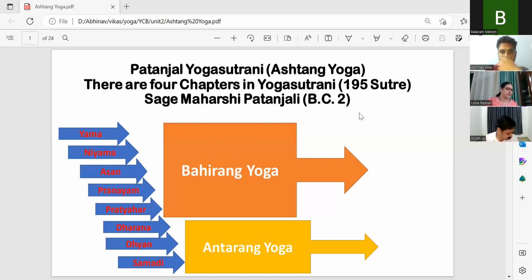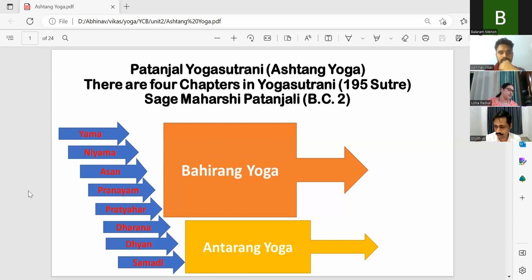If you see the Patanjali Yoga Sutras, there are 4 chapters, 195 sutras: Samadhi Pada, Sadhana Pada, Vibhuti Pada, and Kaivalya Pada, with 51, 55, 55, and 34 sutras. What are the 8 limbs of Ashtanga Yoga? Yama, Niyama, Asana, Pranayama, Pratyahara, Dharana, Dhyana, Samadhi.